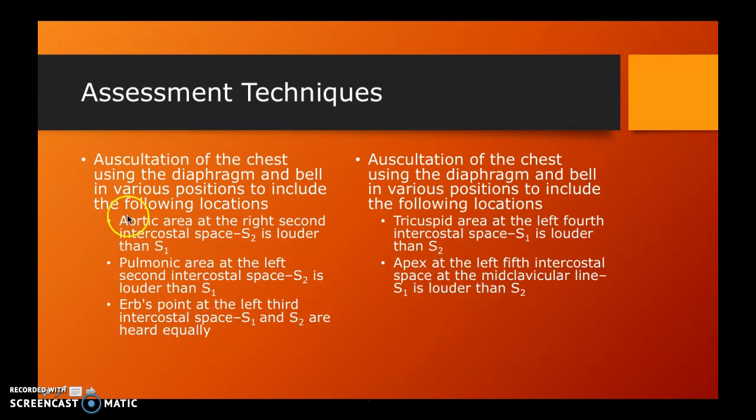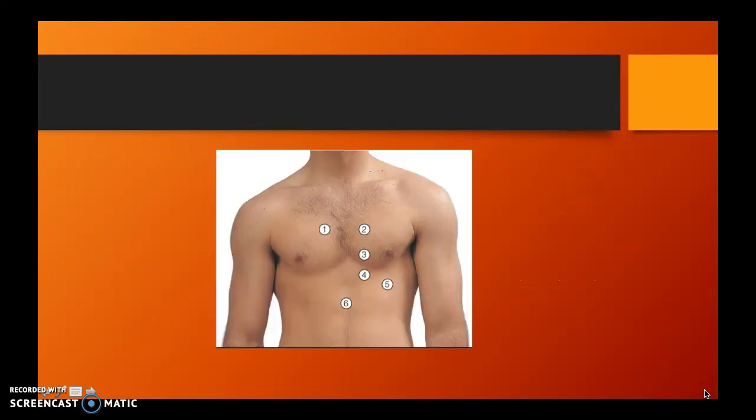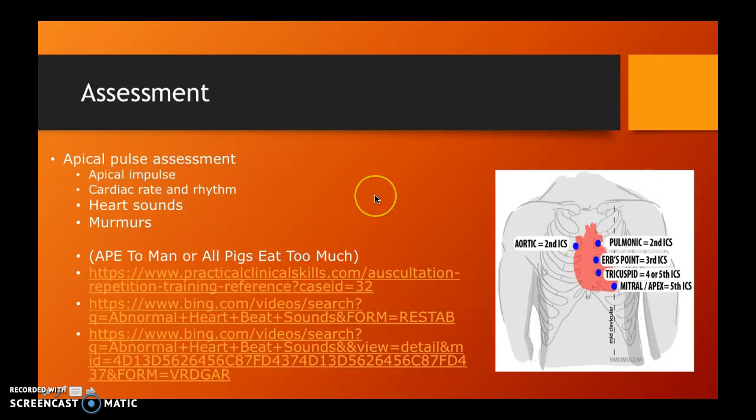Okay, this says using the diaphragm and the bell. You're going to be using the diaphragm of your stethoscope. You're going to be putting it against the patient's skin. You're going to be listening to that first area, which is the aortic area. All right, so the first place is the aortic area. That's the place where the sounds of the aorta are loudest, and that's the second intercostal space on the right side.